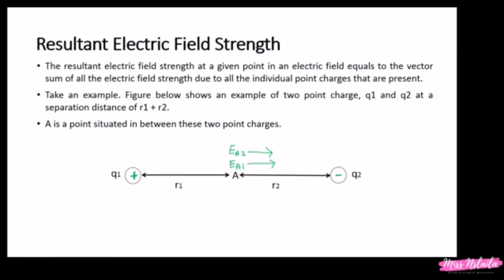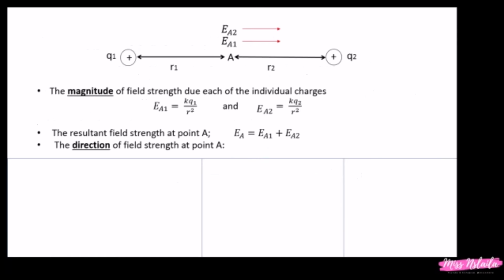Okay, there are two electric field strengths. So, how to find the resultant? Find the individual ones. EA1 equals KQ1 over R squared. EA2 is KQ2 over R squared. And because both are to the right, the resultant is just the sum. So the resultant electric field strength at point A equals EA1 plus EA2, and the direction will be to the right. Okay, for this slide, you also need to do some correction on this diagram. It should be one positive and one negative. So, like I showed just now, find the value of EA1, find the value of EA2, then find the resultant E.